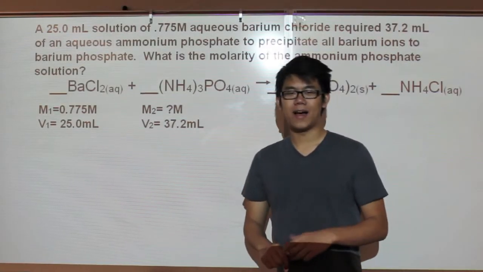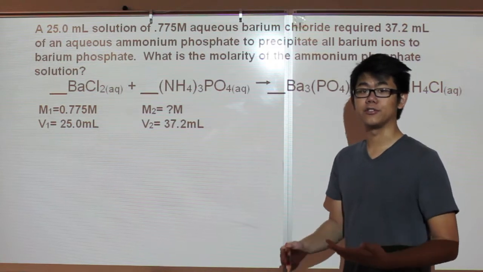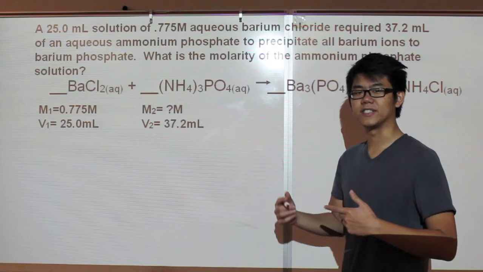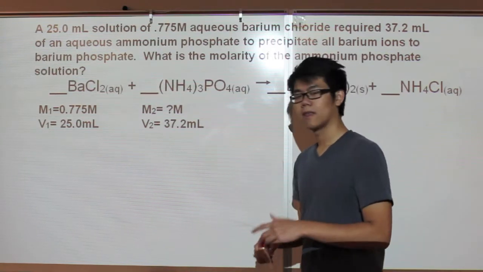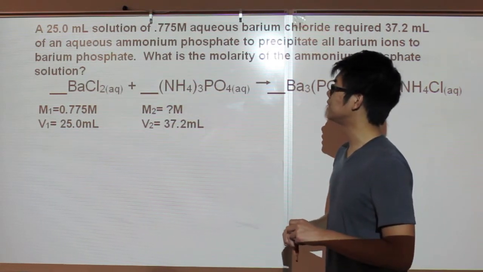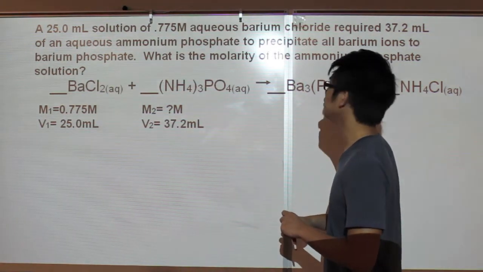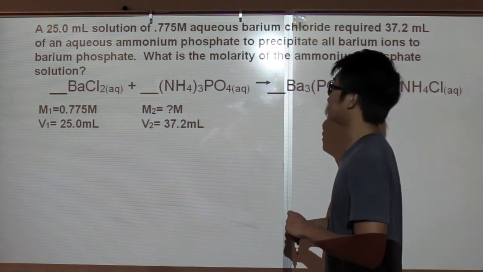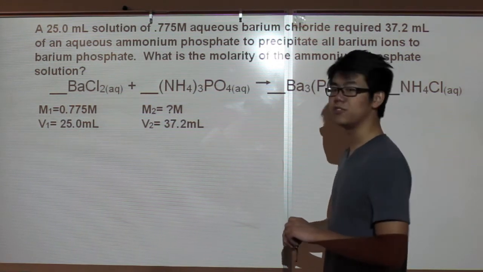So now that we know how to find molarity and volume for acid-base reactions using our new solution-dilution equation, let's apply this new equation to a different set of reactions, mainly precipitation reactions. Here's an example. A 25 milliliter solution of 0.775 molar aqueous barium chloride required 37.2 milliliters of an aqueous ammonium phosphate to precipitate all barium ions to barium phosphate. What is the molarity of the ammonium phosphate solution?